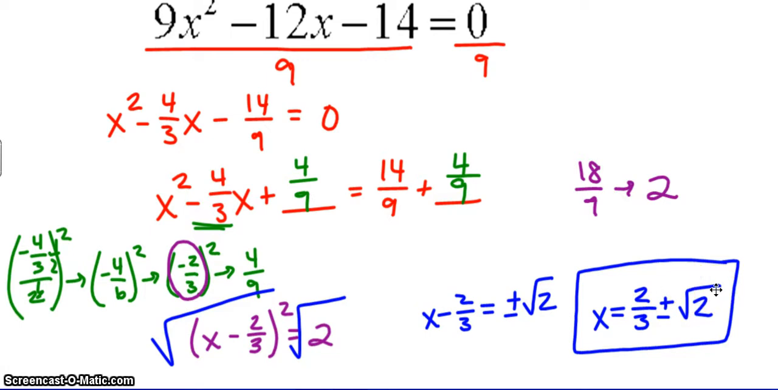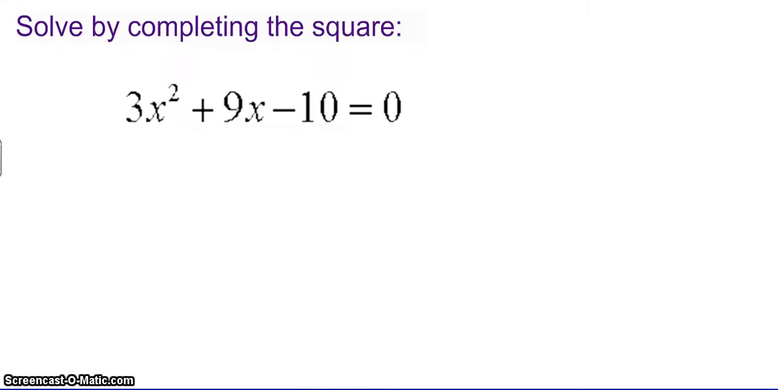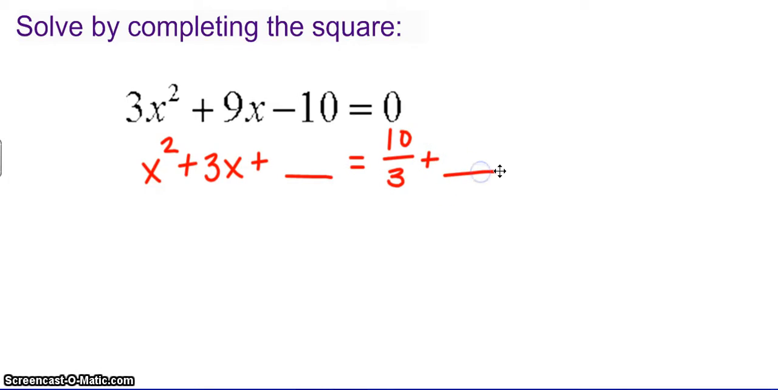Alright, next one, getting a little bit messier with fractions still. Solve by completing the square. Everything's set equal to 0. We're going to go ahead and divide through by that leading coefficient, so divide everything by 3. At the same time, I'm going to move my 10 to the other side. Okay? Next step is to take half of b and square it.